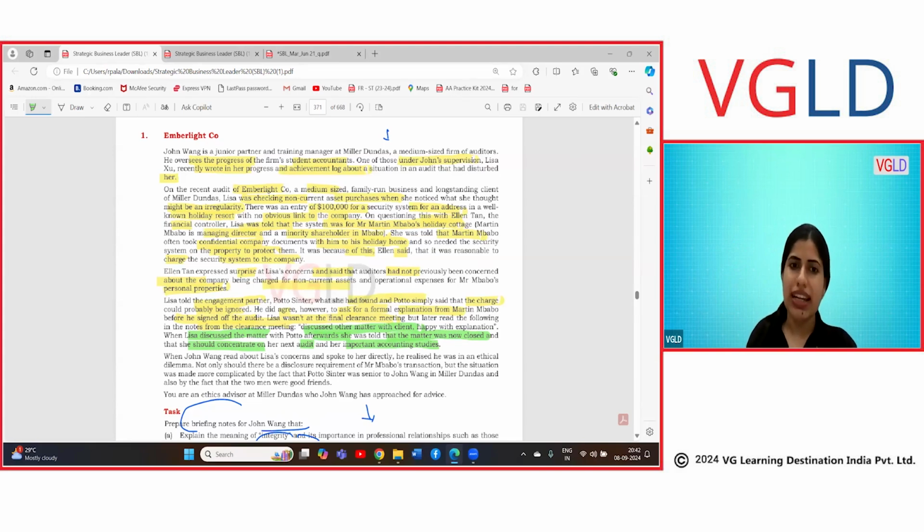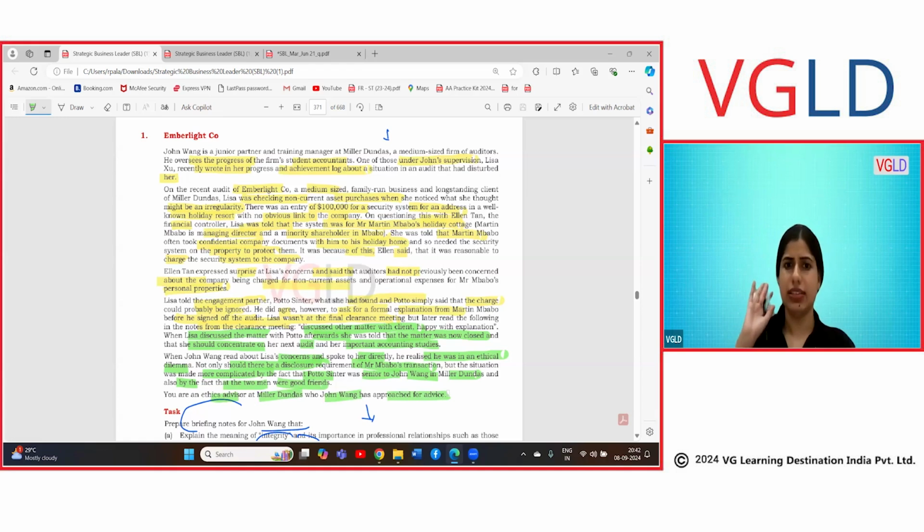When JW read about Lisa's concern and spoke to her directly, he realized that she was in an ethical dilemma. Not only should there be a disclosure requirement of Mr. MB's transaction, but the situation was made more complicated by the fact PS was senior to JW in MD, and also by the fact that the two men were good friends. Wow. My senior was a friend of that person whose expense he was trying to hide. You are an ethical advisor of Mr. M, whom JW approached for advice.